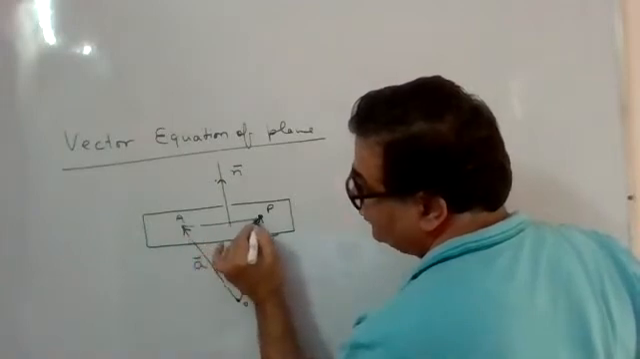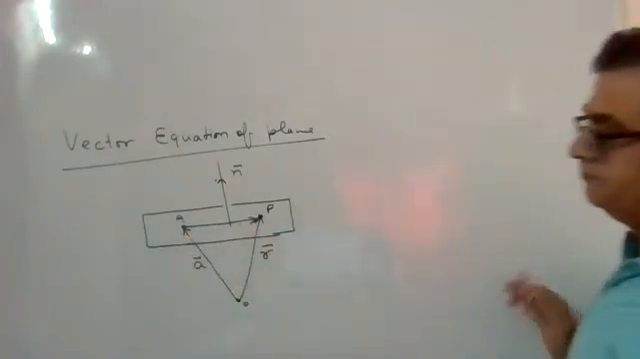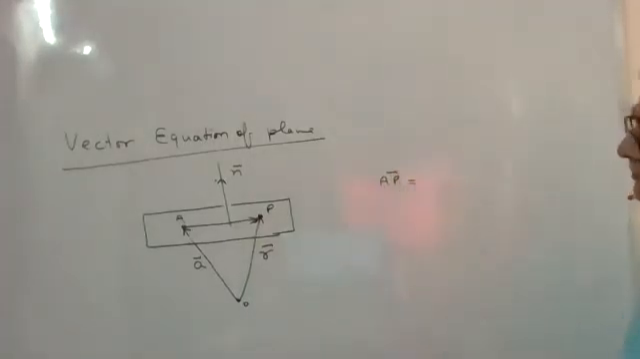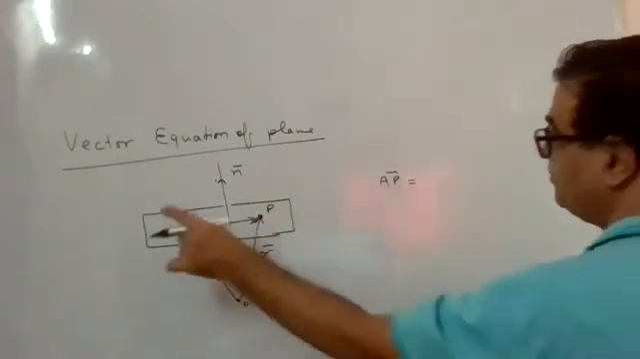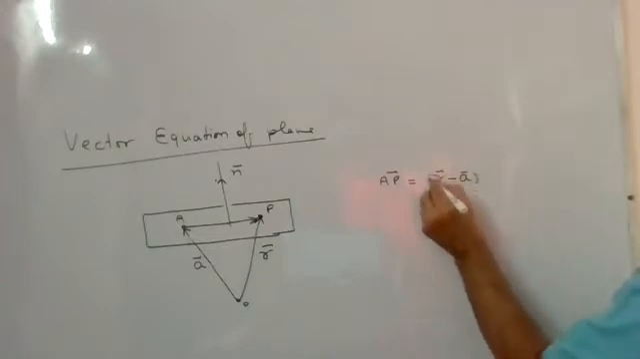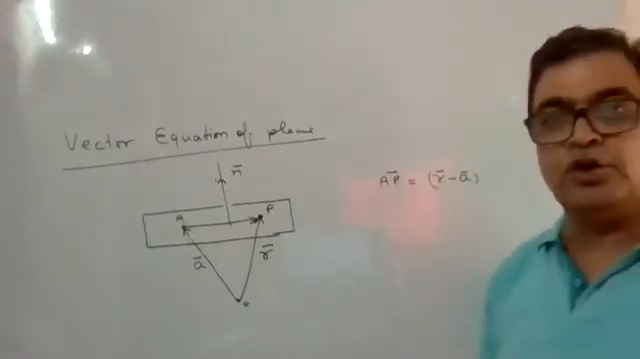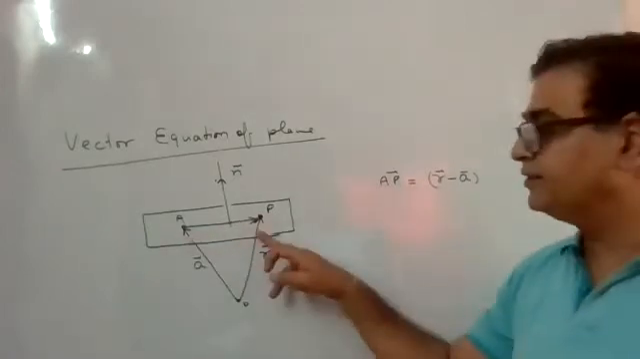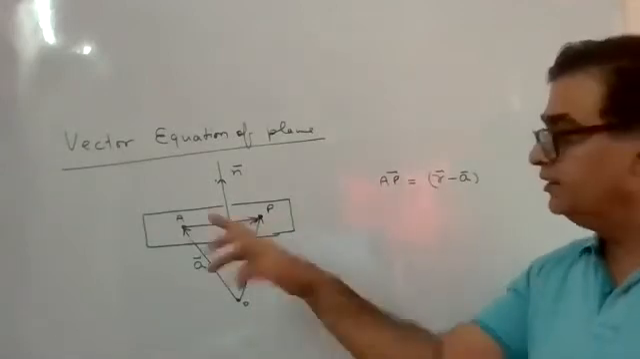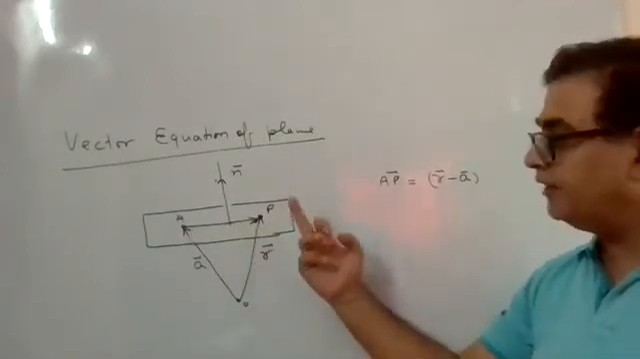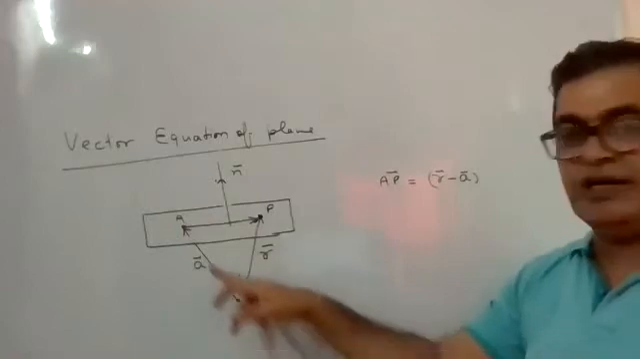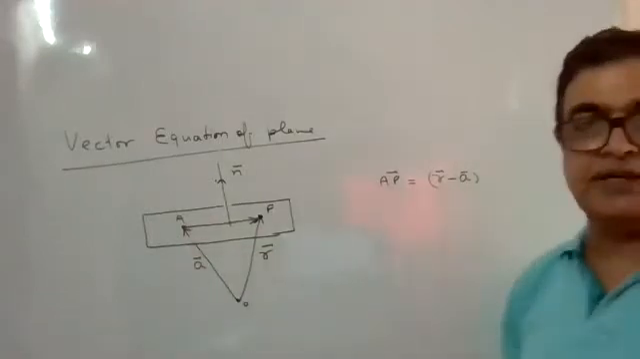I will join A to P. I'll take the AP vector. If I say AP vector, that will be position of P minus position of A, which will come as R minus A. Is it okay or no? AP vector is a vector in the plane. So to calculate AP vector, that will be position of P minus position of A. Position of P we have as R and position of A is A. So AP will be R minus A.